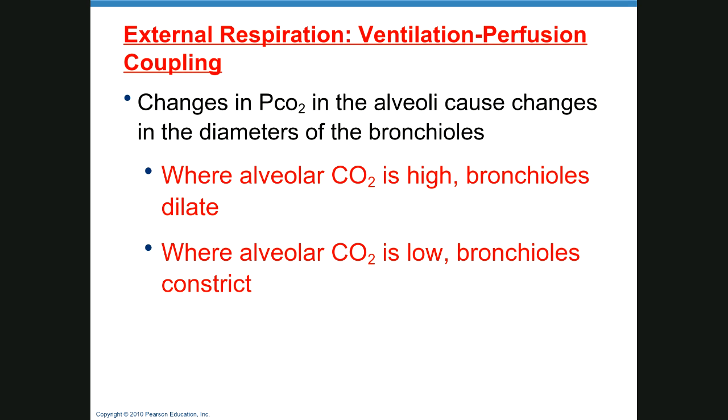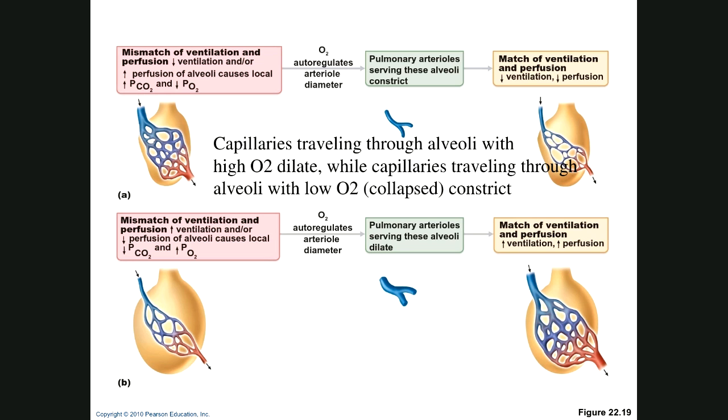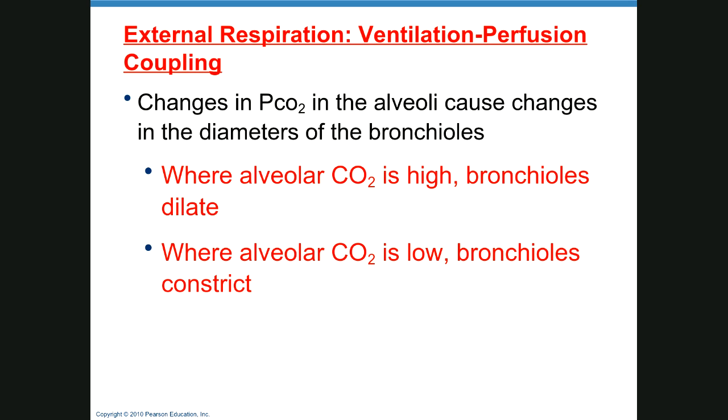On the other hand, with the alveolus that has high CO2, the bronchioles are going to dilate so as to get rid of the CO2. So in this condition, where there's high CO2, low oxygen, the capillaries constrict, so they don't waste their time going to that alveolus, and the bronchioles dilate so as to try to get rid of that excess CO2. And again, that should make sense. If an alveolus has low CO2, the bronchioles constrict so as to keep the CO2.